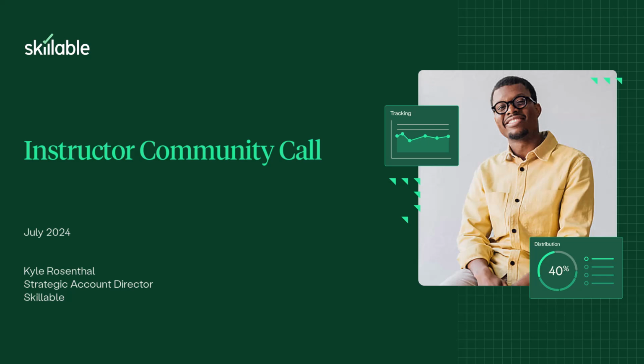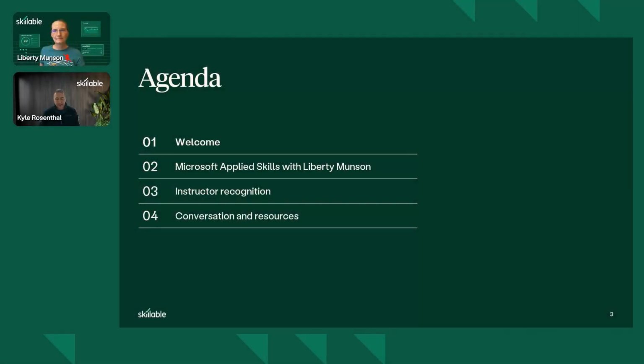We are going to be looking at our usual housekeeping, if you've been to one of these before, where we have a bit of a roundup of any course updates and that sort of thing. As well as that, we then have a fantastic guest this month, Liberty Munson from Microsoft. I actually started chasing Liberty, I think, probably last year at some point, and finally managed to track her down. So I'm really happy that we've got her to have a chat about the Microsoft Applied Skills.